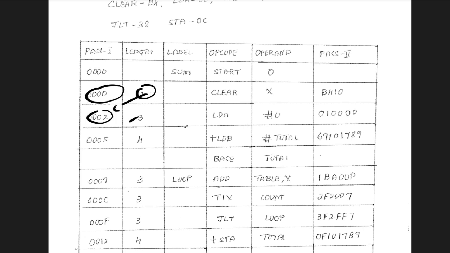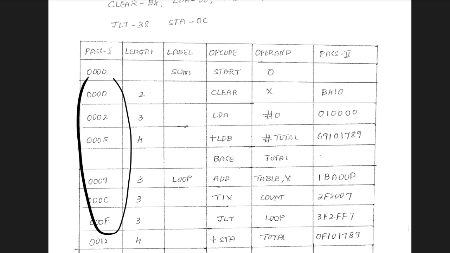So 2 will be added here, then 3 will be added here, like that we'll keep on writing in hexadecimal. Take your calculator and add in hexadecimal and write. Don't write by yourself in the mind, okay, you can make mistakes. Okay, so after you have written this one, this is the pass 1.